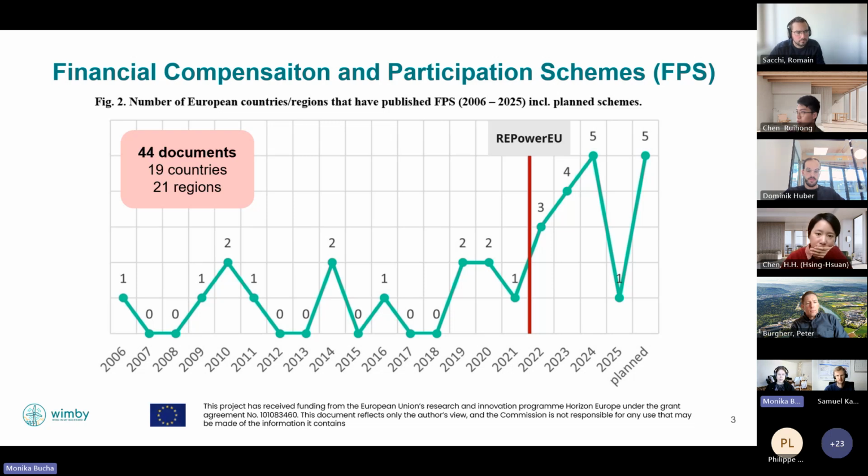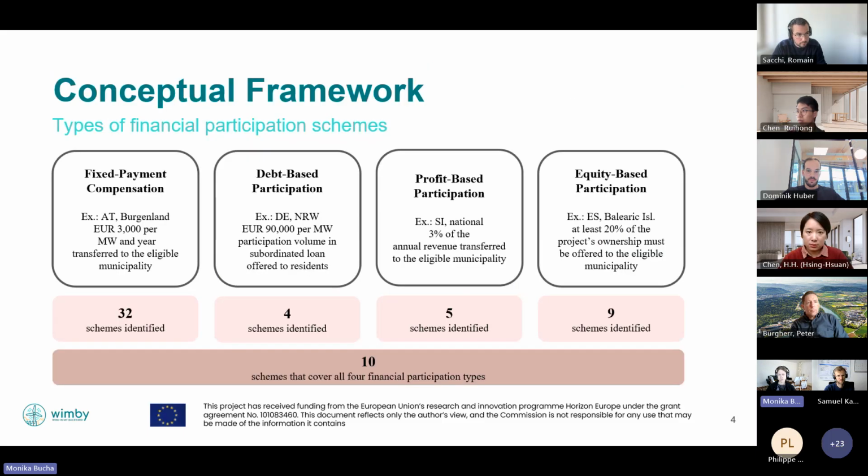So in my analysis, I have analyzed legal documents of the EU 27+3. I could identify 44 documents in 19 countries and 21 regions that ask wind park developers to compensate municipalities and residents with monetary payments. And what I've then done is to differentiate between 4 types of financial participation schemes.